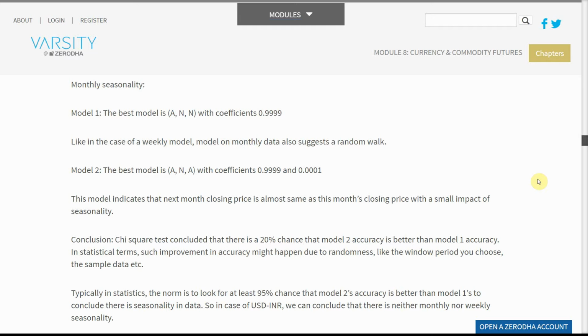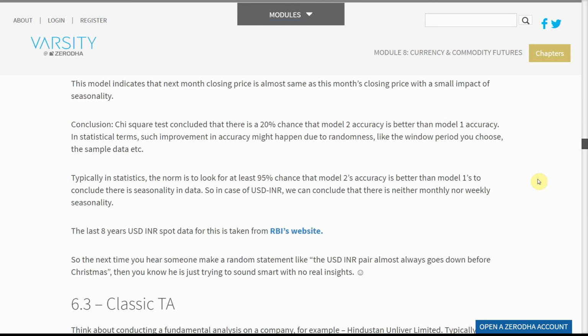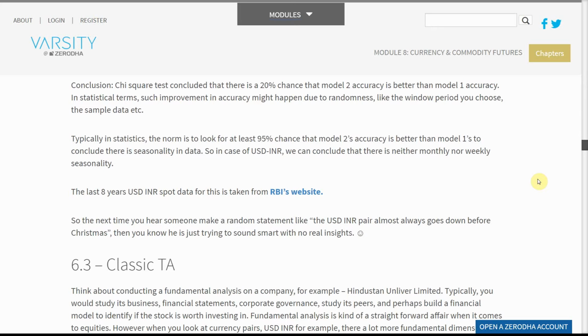of seasonality. Conclusion. Chi-square test concluded that there is a 20% chance that Model 2 accuracy is better than Model 1 accuracy. In statistical terms, such improvement in accuracy may happen due to randomness, like the window period you choose, the sample data, etc. Typically in statistics, the norm is to look for at least 95% chance that Model 2's accuracy is better than Model 1's to conclude there is seasonality in data. So in case of USD-INR, we can conclude that there is neither monthly nor weekly seasonality.